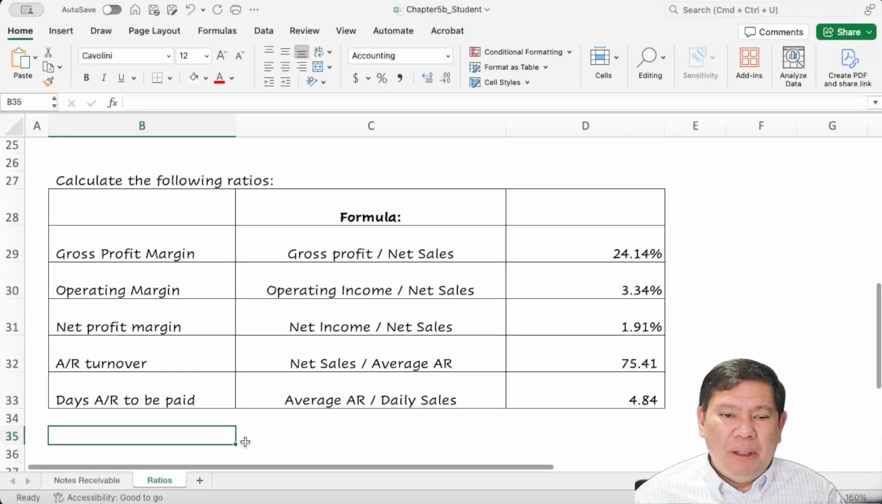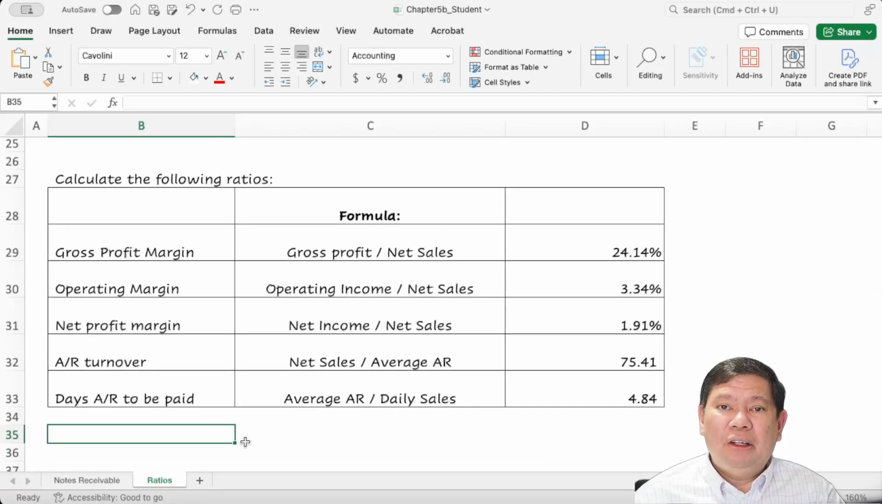Okay, so those are some important ratios related to sales and accounts receivable.